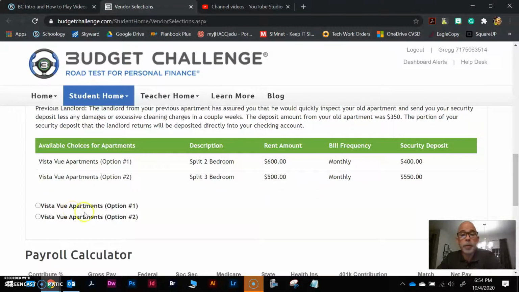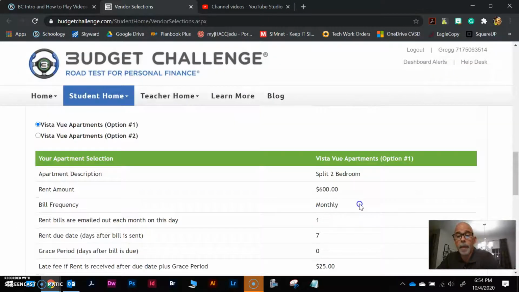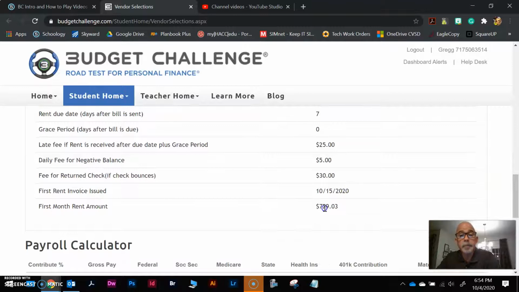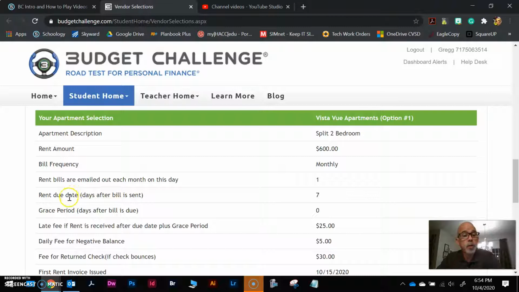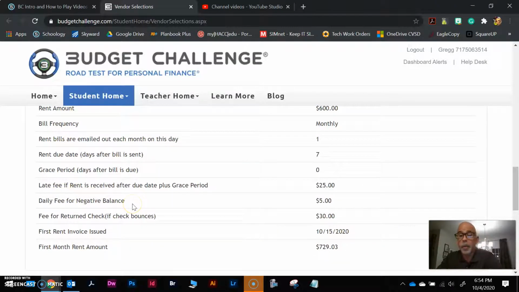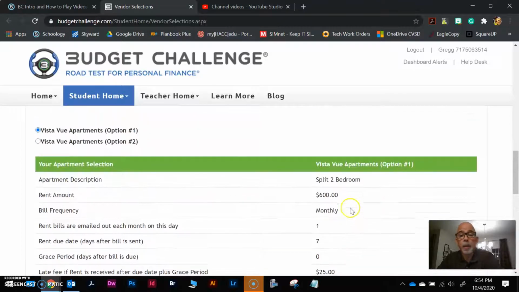So let me choose option number 1 to see the details on that to make sure I'm thinking this through. So I have a 2-bedroom apartment. You're responsible for $600. Your roommate's responsible for $600. It will tell you the first month rent amount is $729, and where are they coming up with that is because you are moving in. Does it give you a date when you move in? Because typically you don't move in on the first of every month. So you're going to have a prorated amount that you're going to go back and pay for this.